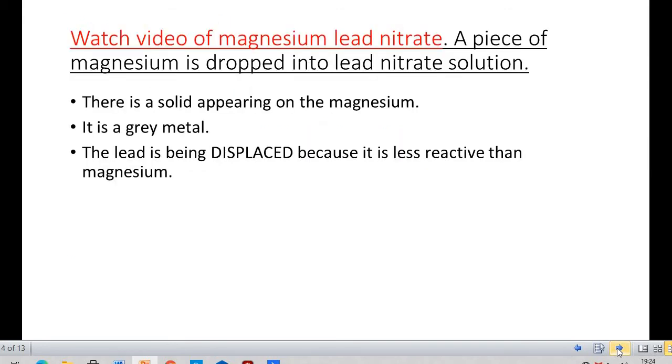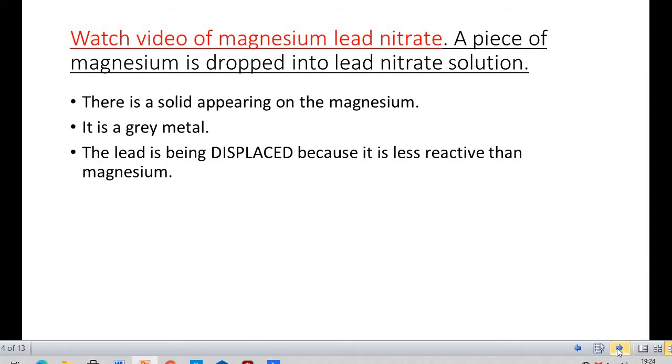The next thing I want you to do is to watch the video of magnesium and lead nitrate, and this time a piece of magnesium is being dropped into lead nitrate solution. You leave it a couple of minutes and there's a few things you should notice. There's a solid appearing on the magnesium. It looks like a grey metal.